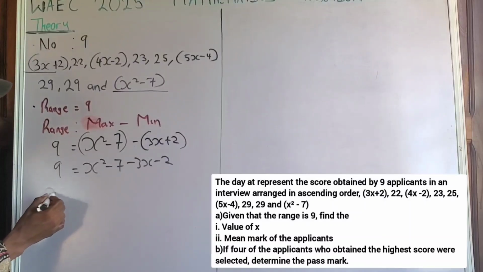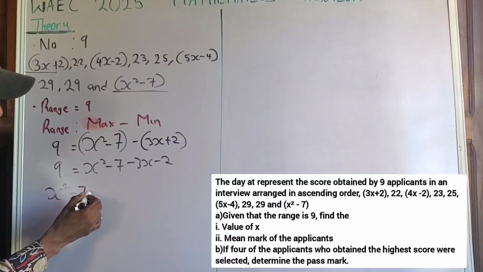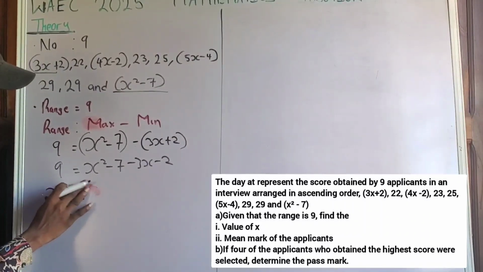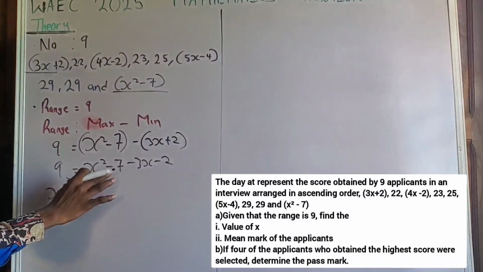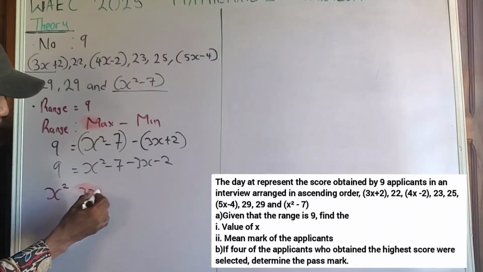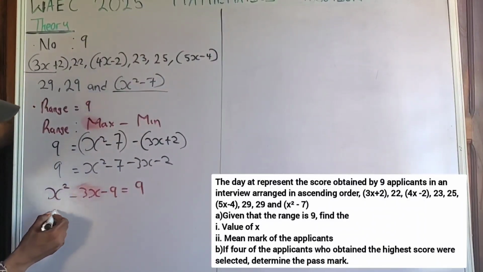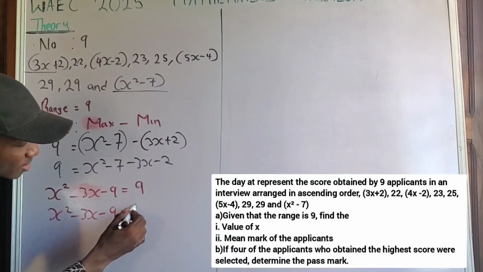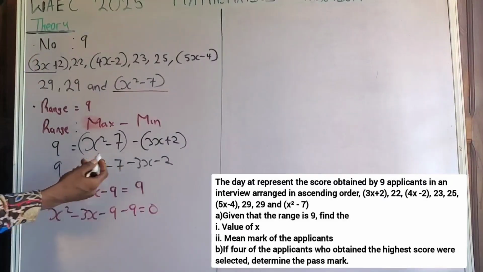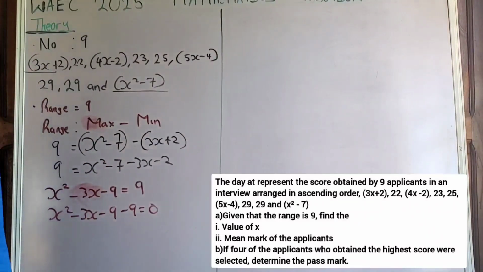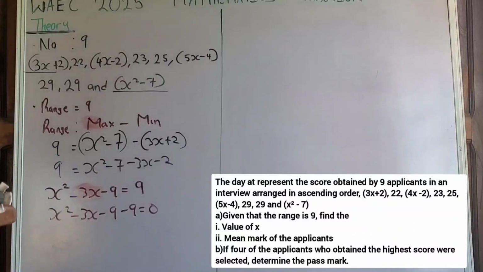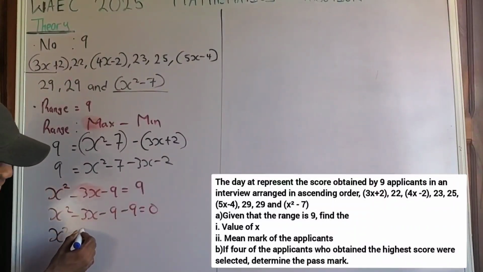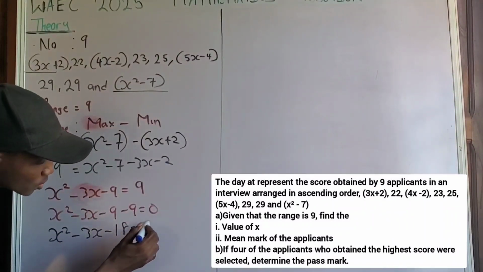So we're going to have x squared minus 7 minus 7 minus 2 is what? Minus 9, right? Minus 9. Please pay attention. Minus 7 minus 2 minus 9 equals 9, right? So I'm going to have x squared minus 3x minus 9 equals 0, because if this 9 crosses the equals sign, the positive sign is going to change to negative. Do you get it? Okay, so for this we're going to have x squared minus 3x minus 18 equals 0.